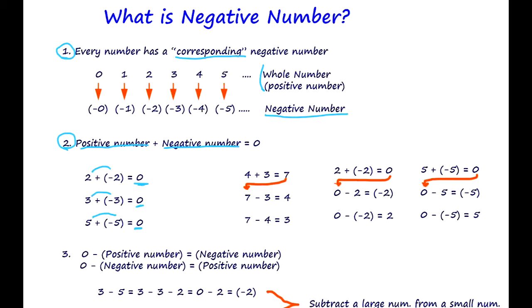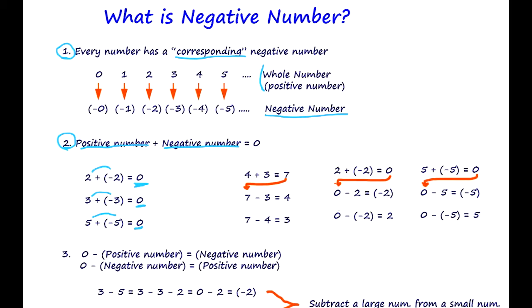Most math textbooks don't teach this way, but this is a very clear way to understand the negative number. You have a negative number for every number you know. If you know 1351, then there is a negative 1351. There is a negative number corresponding to every number, and if you add that corresponding negative number, the result is 0.